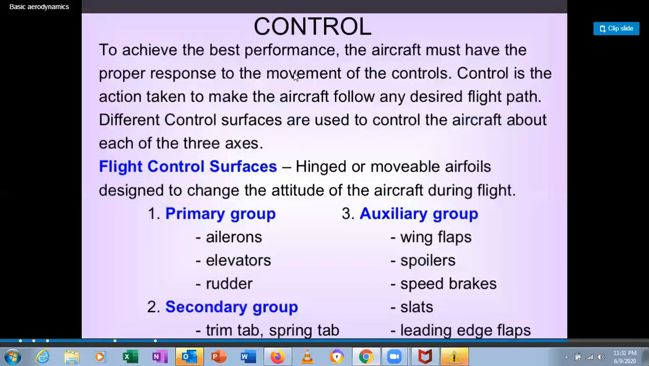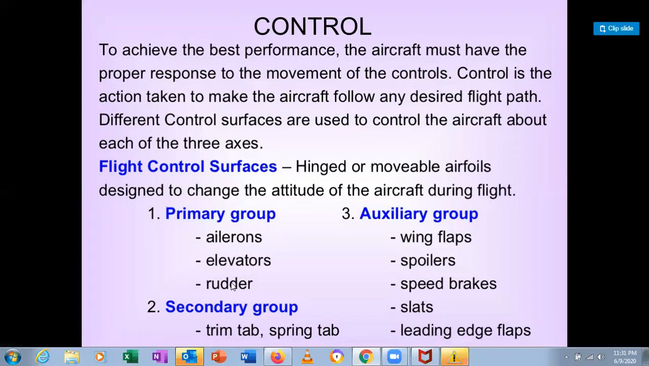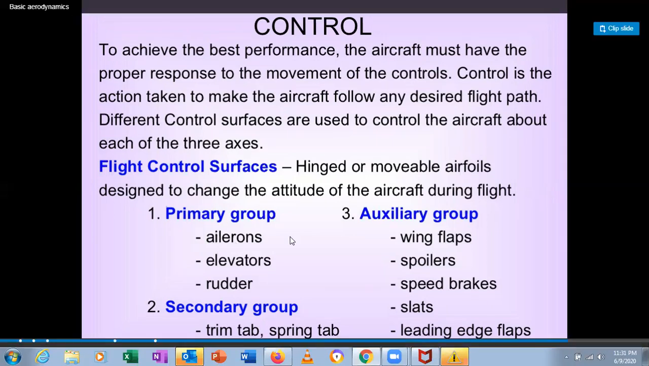And you can see here the controls. Please, we have to know about it. The primary control surfaces, the auxiliary group, and the secondary group. The primary groups are ailerons, elevators, and rudders. If they ask you what the control surfaces of the aircraft are, we have primary control surfaces and secondary control surfaces. Ailerons make the aircraft roll, elevators pitch up and pitch down, and the rudder gives a yaw moment.